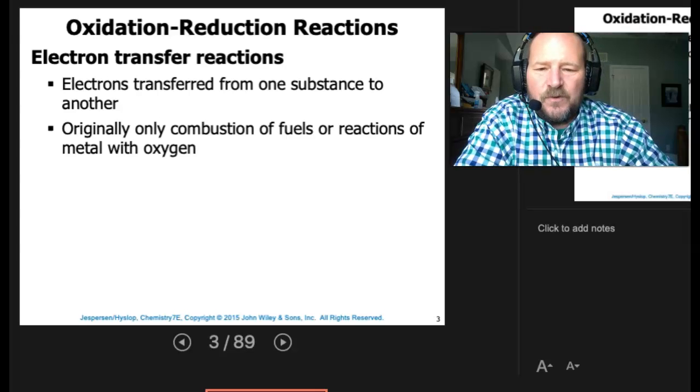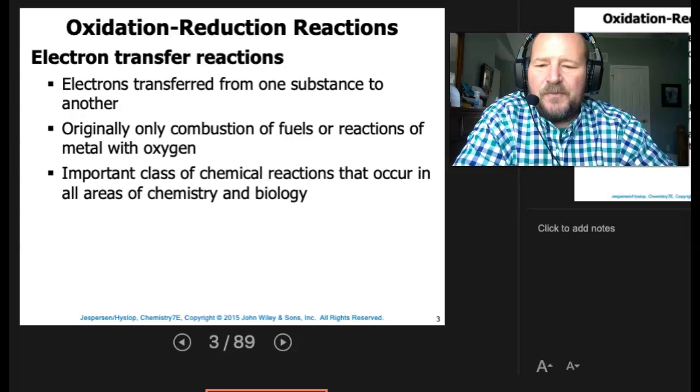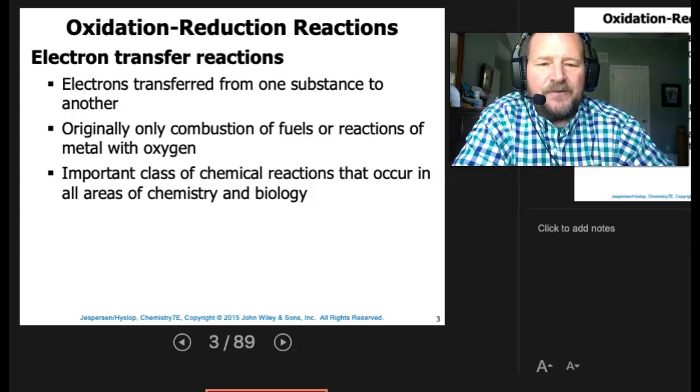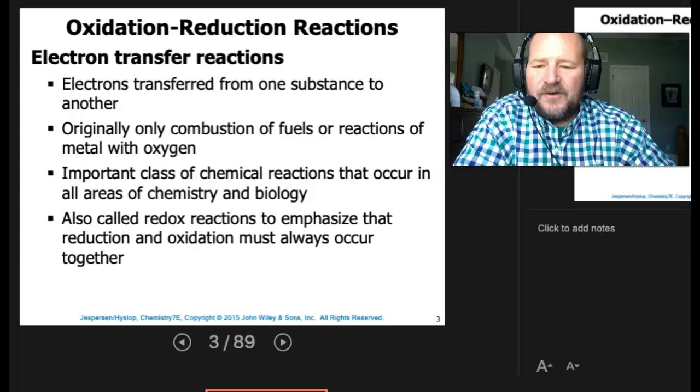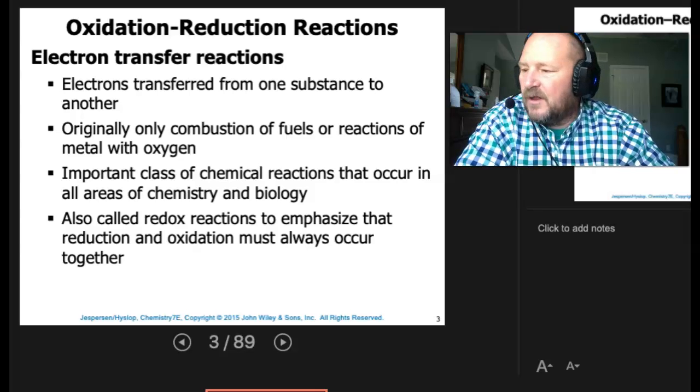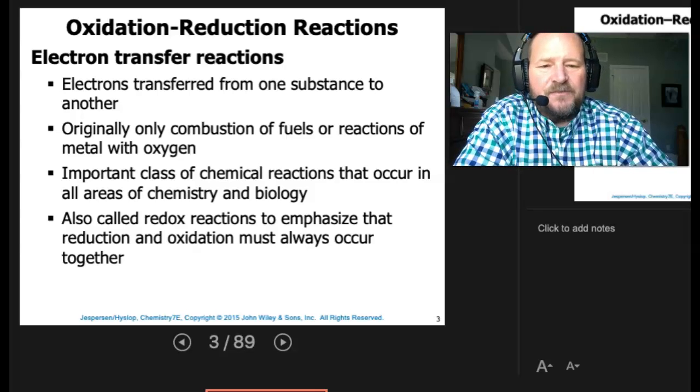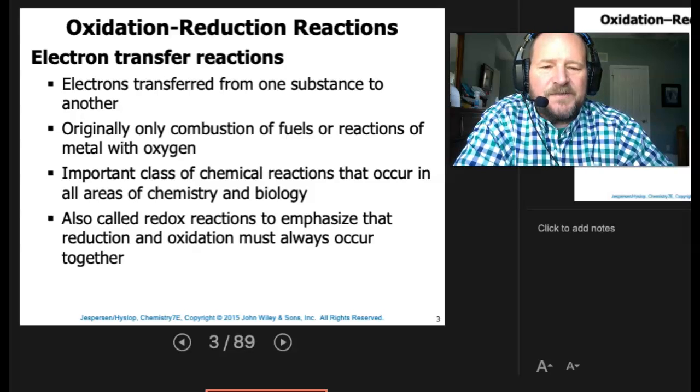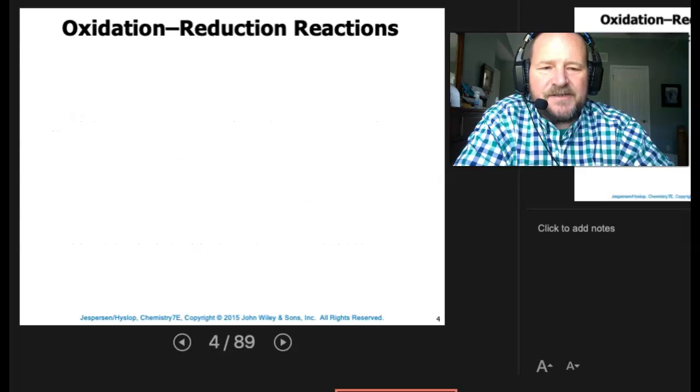Originally, only combustion of fuels or reactions of metal with oxygen were known to do this. It is an important class of chemical reactions because it actually turns out that it happens in a lot of biochemistry systems. They're also called redox reactions to emphasize that the reduction and oxidation must always occur together. So again, we'll call them redox. It's never just one or the other, it's redox. And we'll learn about OIL RIG as well. So how to keep track of where the electrons are going, what's being reduced, and what's being oxidized.